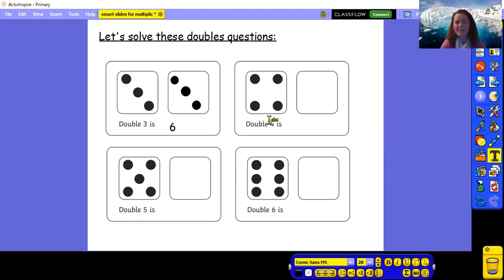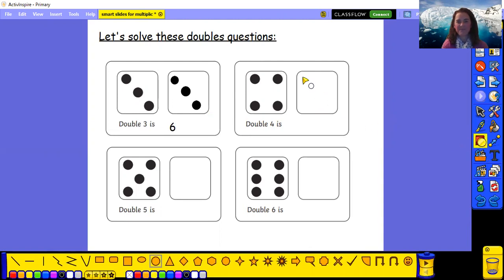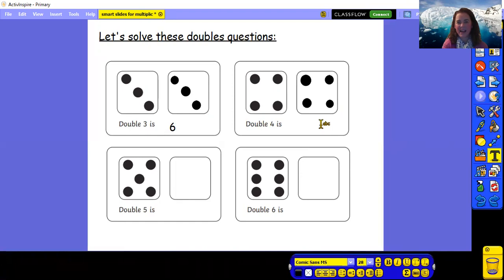Okay, now I've rolled my dice and I've rolled a number 4. What is double 4? What do I need to draw on my dice? Call out the number to the screen. If you said we need to draw 4 dots, you're right, because we're adding the same number on again. Double 4 is what? What is 4 add 4? If you're not sure, count the dots. 1, 2, 3, 4, 5, 6, 7, 8. It is double 4 is 8.